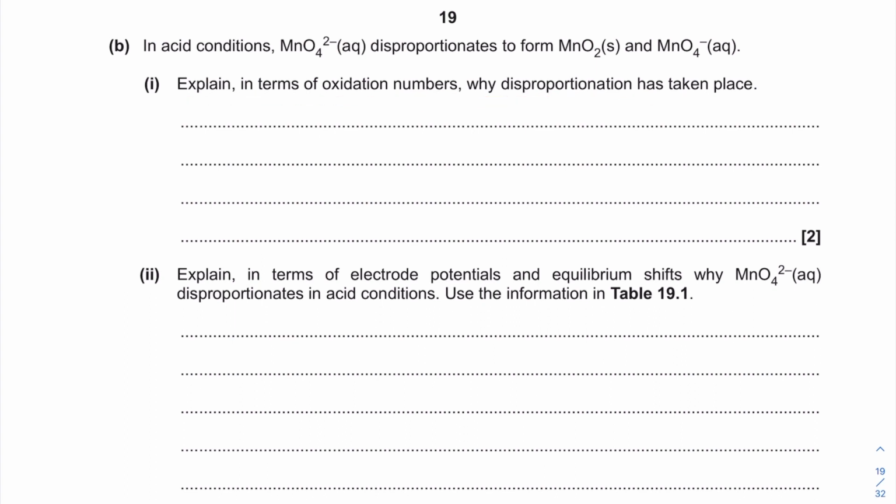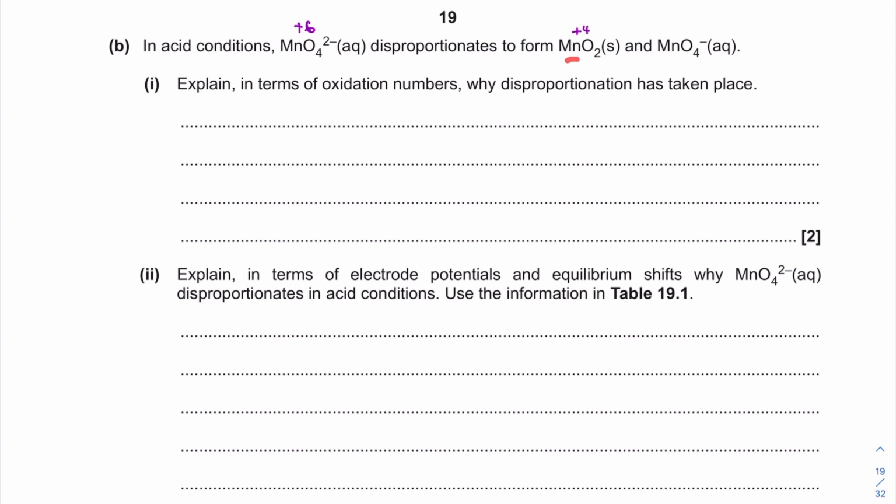For disproportionation, you would have oxidation and reduction taking place in the same species or the same ion. We have manganese 6+ here because the overall charge is -2. Oxygen is 2-, and 2- times 4 is 8-. If you have an overall charge of -2, you must have +6 here. And the oxidation number for manganese here will be +4.